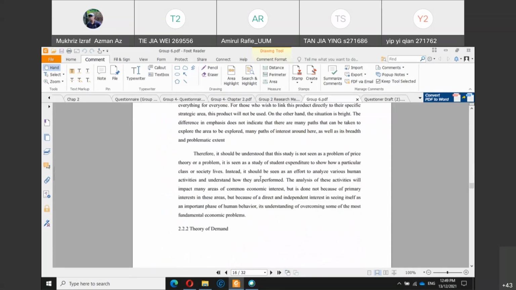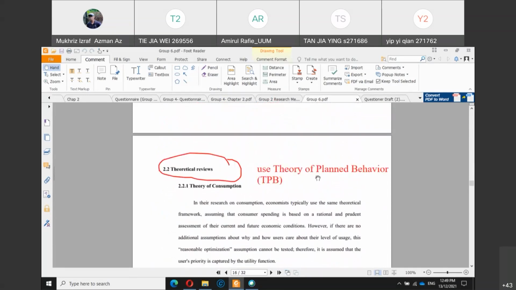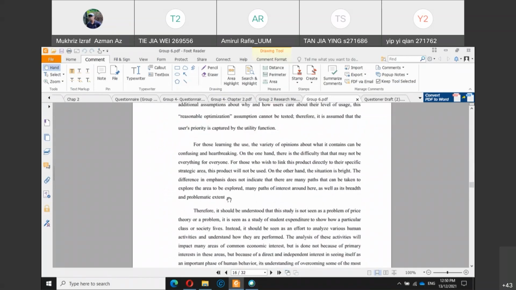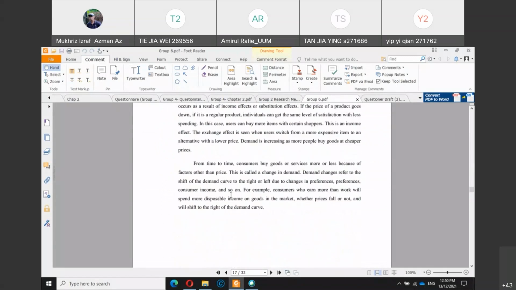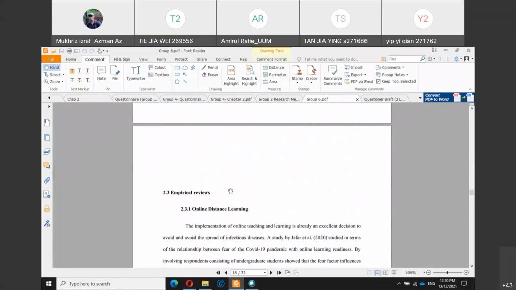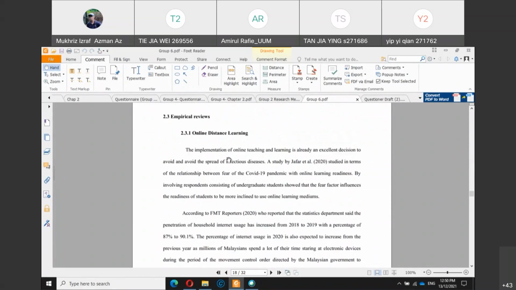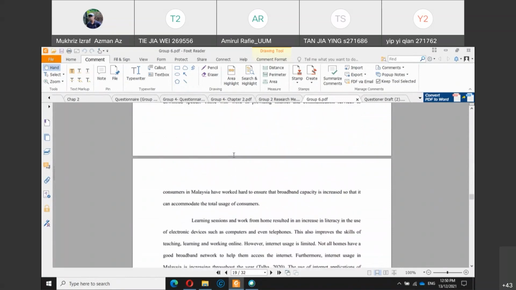Even this theory, I also don't know why you put theory of consumption here. There's not even a theory here. You put theory of demand, which is talking about online product, mobile data product. But we're talking about online learning.